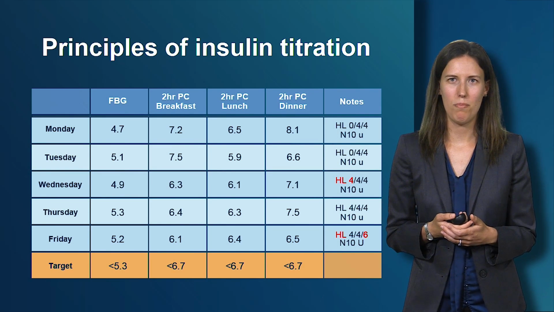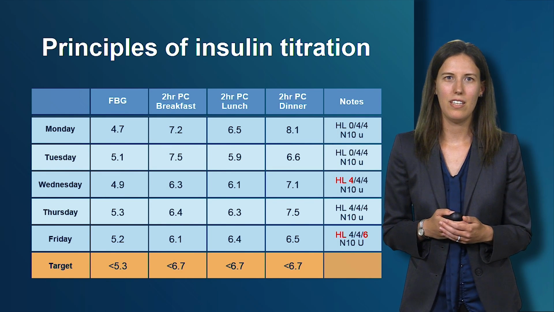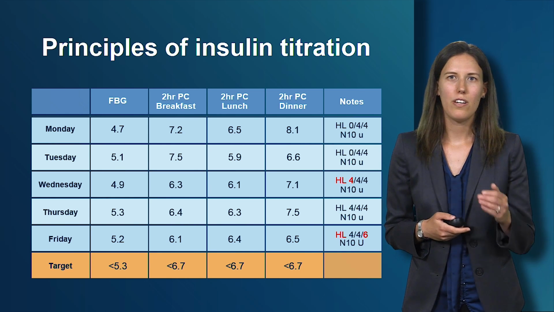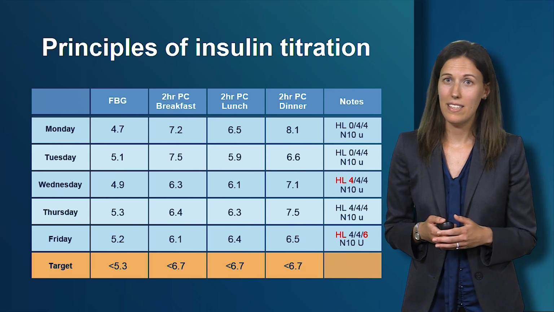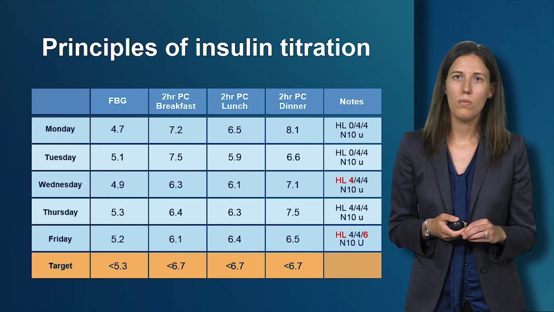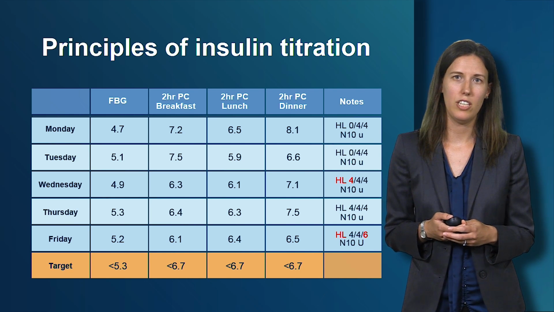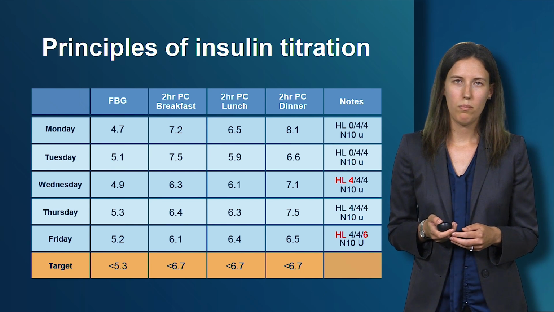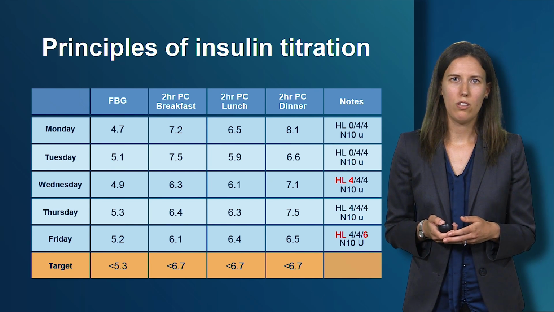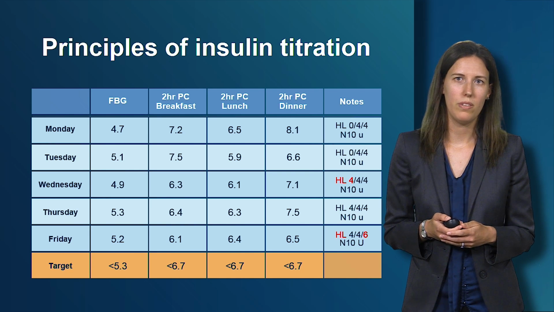Here is another example patient logbook, once again with the targets at the bottom. Starting off, the patient's on Humulin N, 10 units at bedtime, and Humalog, not taking any insulin with breakfast, but taking 4 units with lunch and dinner. Looking at the fasting blood sugars, they are all within target, so no change in the Humulin N at bedtime is needed.